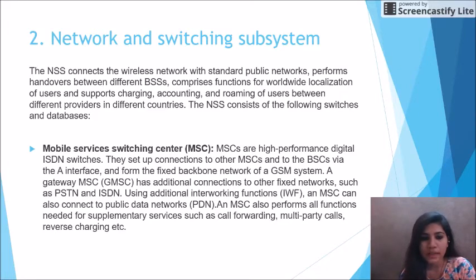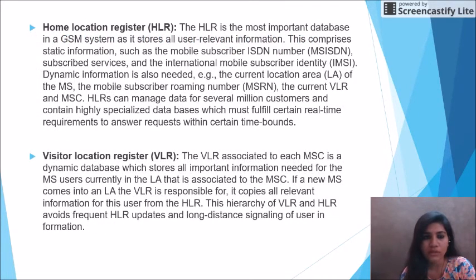Now the next is the home location register, that is HLR. The HLR is the most important database in the GSM system, as it stores all the user relevant information. That is, from the name it is understood that the home location register is where all the information of the users is stored. This comprises static information as well as dynamic information. In static information, it has the mobile subscriber ISDN number, subscribed services, and international mobile subscriber identity.